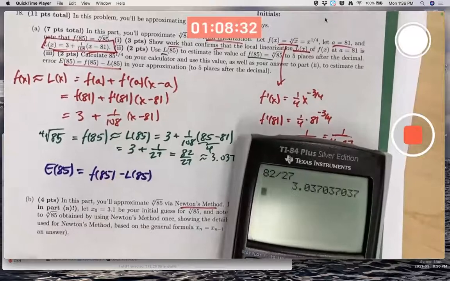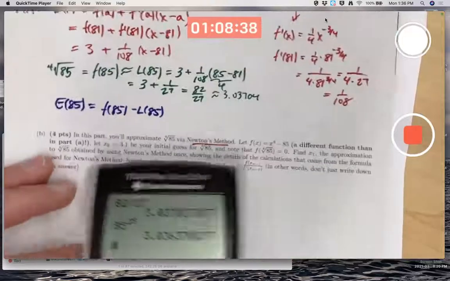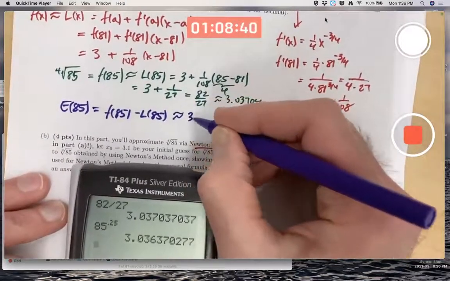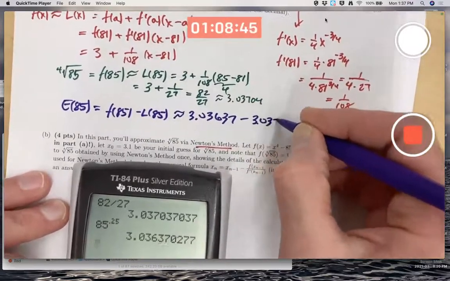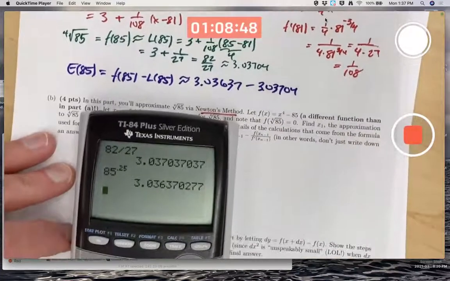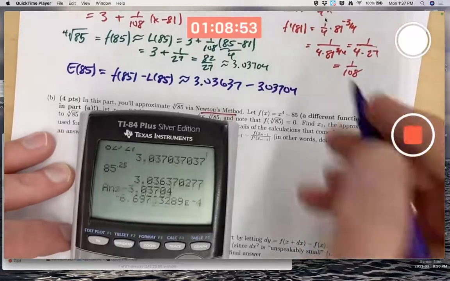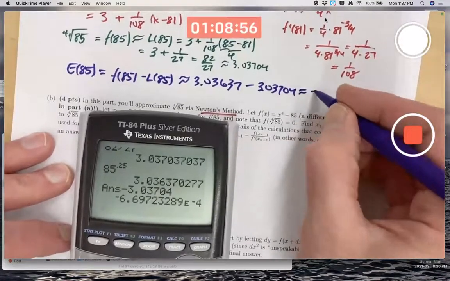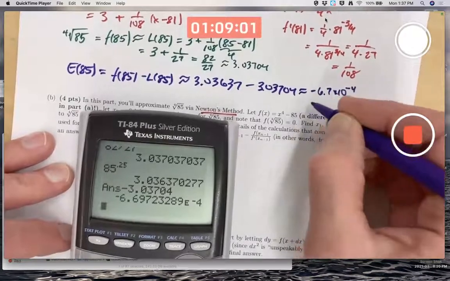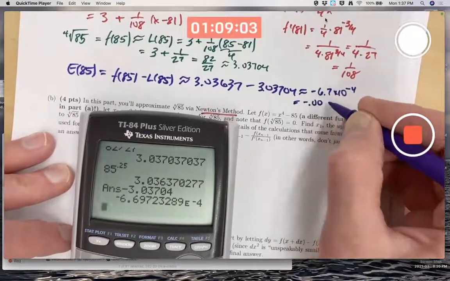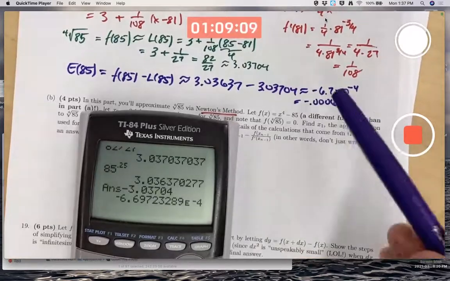What's the actual? Well, we have to approximate it. 85 to the 1/4 power, 3.03637, minus 3.03704. It's going to be a negative error, close to 0. Negative 6.7, say, times 10 to the negative 4, which you can also write as negative 0.00067. And it's negative because the approximation is a bit too big.